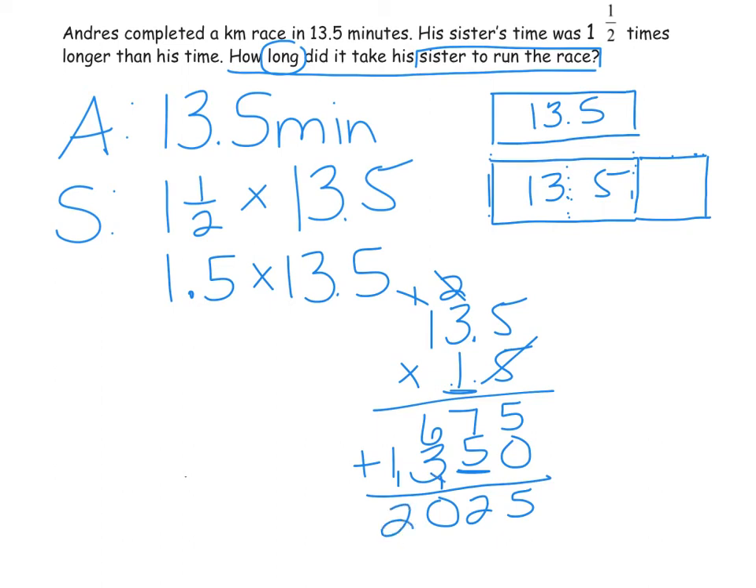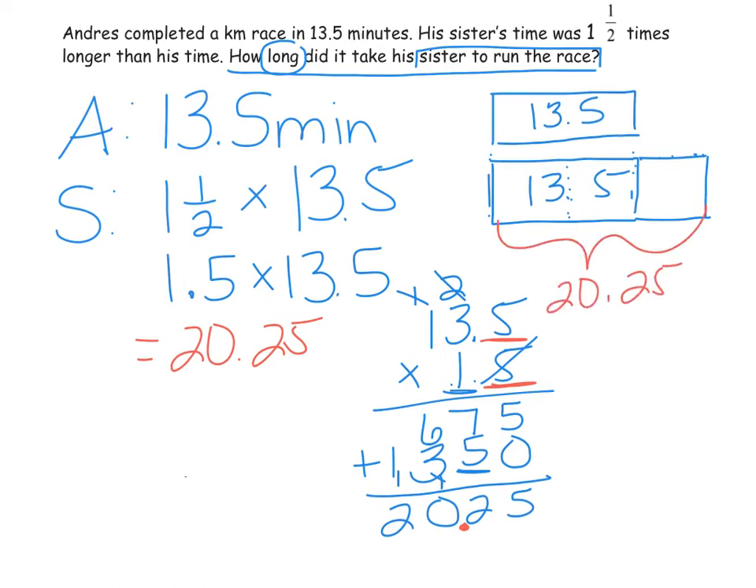But now I need to look at my decimals. I have 1 after the decimal, and I have another after the decimal. So the decimal needs to have 2 numbers to the right of it. So sister is equal to 20 and 25 hundredths. So she's a total of 20 and 25 hundredths minutes.